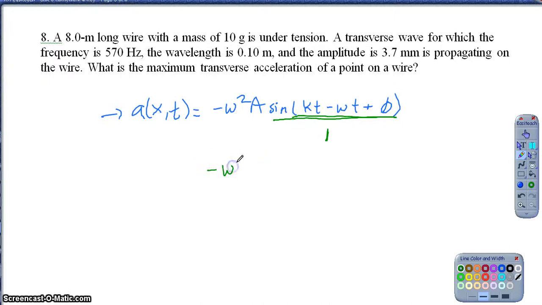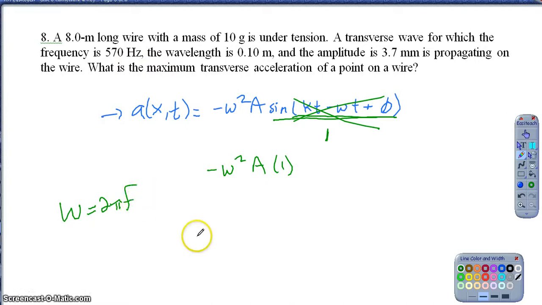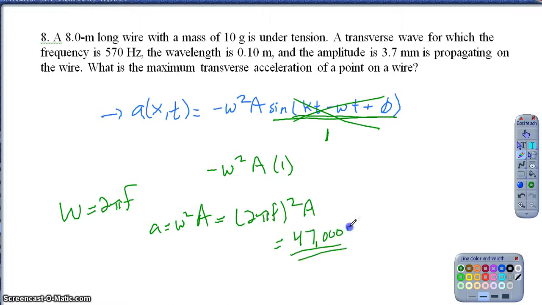So in other words, it's going to happen when I have just omega squared times A times 1. I'm not even worried about the inside of that function. So all I have to do then is identify my omega and then multiply that by the amplitude. Well, the amplitude obviously they give me, and then they give me a route to find omega because they give me the frequency. And omega is just 2 pi times the frequency. So ultimately, if I plug all of this in, my maximum acceleration, omega squared times A, so (2 pi f) squared times the amplitude, and we end up getting 47,000 meters per second squared.